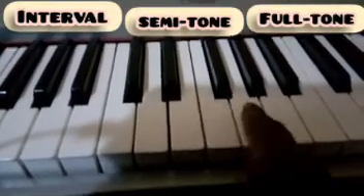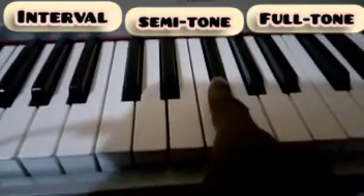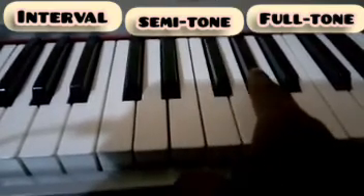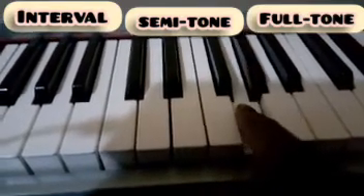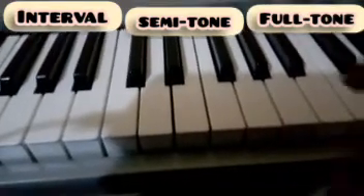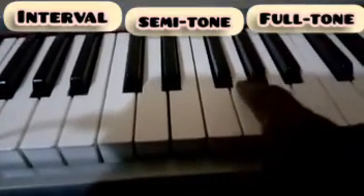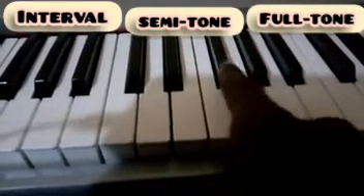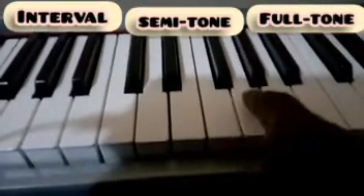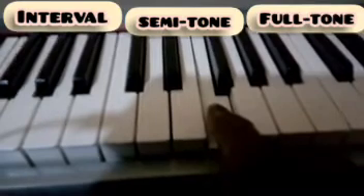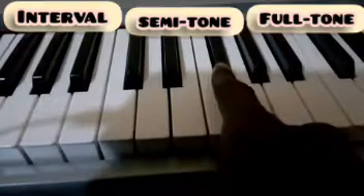Moving from F to G is a full tone. Why? Because this one is dividing them. Moving from F sharp to G sharp is a full tone, because this is dividing them. I believe you now understand. But moving from G to G sharp is a semitone. Moving from G to F sharp is a semitone. But moving from G to F is a full tone, because this is dividing them. Do you understand?